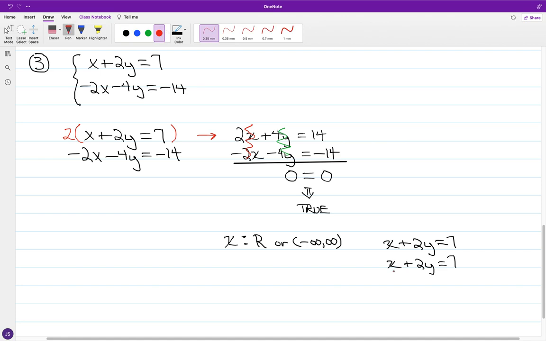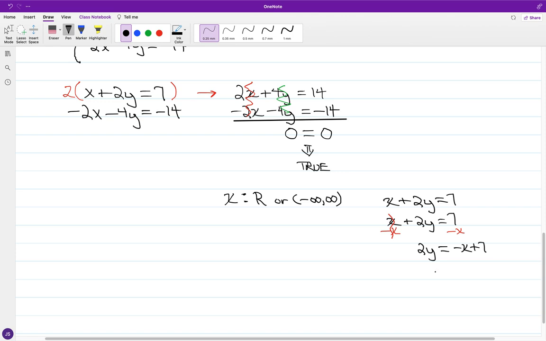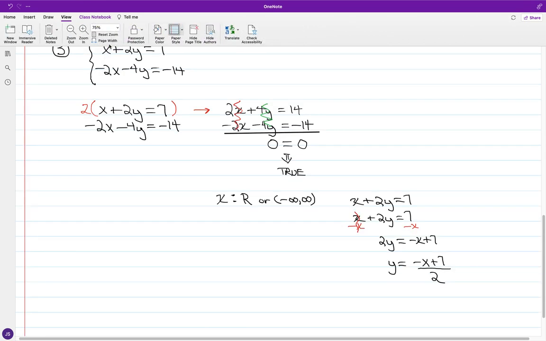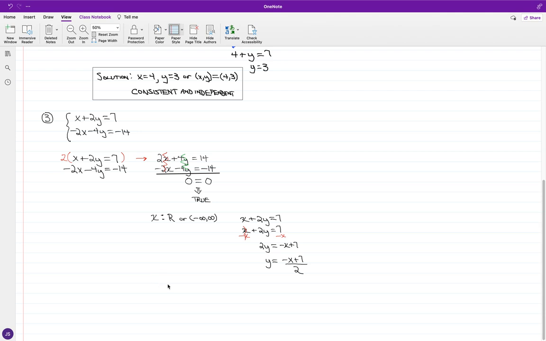If I isolate the y term, taking x away, you have that 2y is equal to negative x plus 7, and if I divide by 2, we'll have that y is equal to negative x plus 7 all over 2, or negative 1/2 of x plus 7/2. And so in the case of the solution.